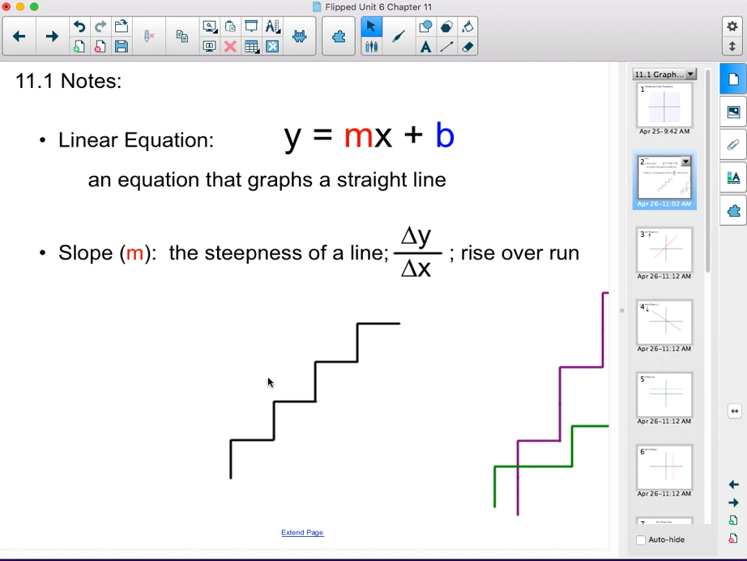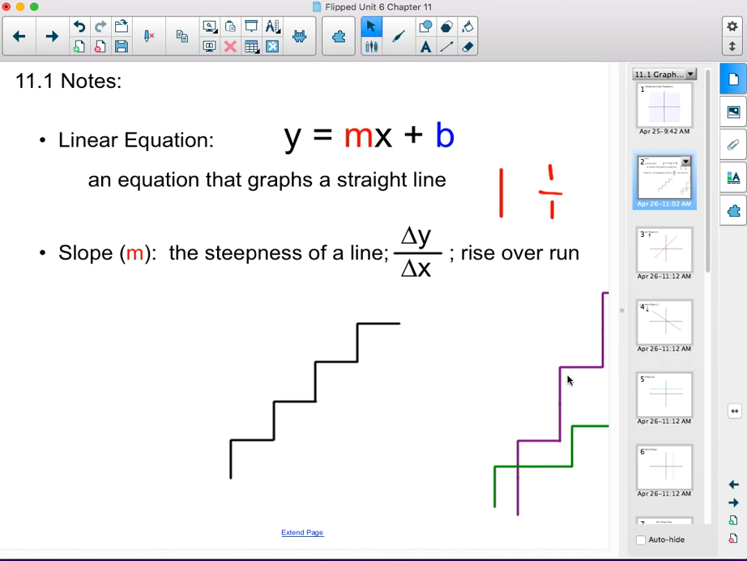So let's review slope really quickly. When I think about slope, I think about a set of stairs. And typical stairs, the ones you walk up every single day here at school, rise 1, run 1. So this would represent a slope of 1, which can also be represented as a slope of 1 over 1, telling us to rise 1, run 1.